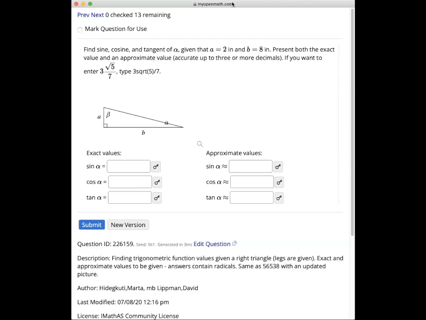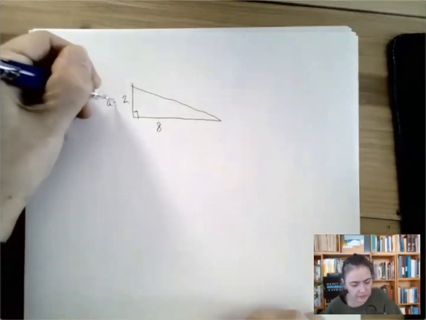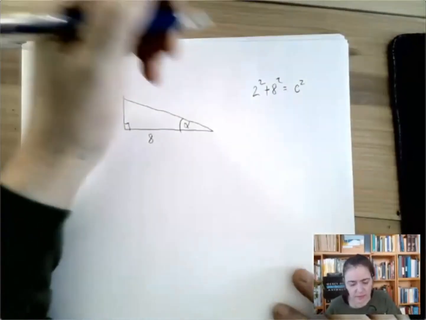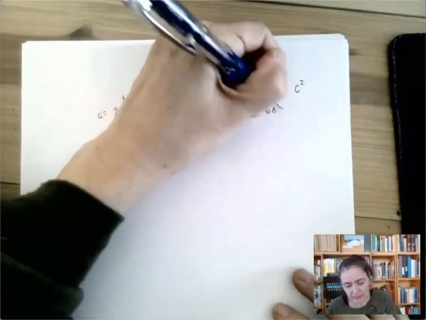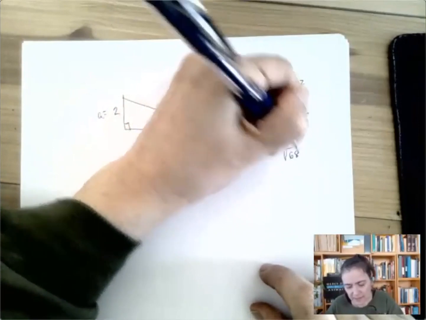So we have that A is 2 inches and B is 8 inches in a right triangle with standard labeling. And we need to find all 6 trigonometric function values of alpha, being opposite side A. We're going to have to find the hypotenuse using the Pythagorean theorem. 2 squared plus 8 squared is c squared. That's 68. So the hypotenuse is square root of 68.